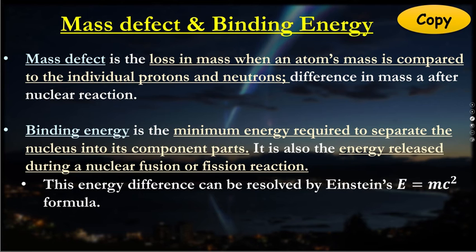What we mean by mass defect is the loss in mass when the nucleus of the atom's mass is compared to the individual protons and neutrons inside of it, or we just mean a difference in mass after a nuclear reaction. The energy that's released is known as its binding energy, but it also refers to the minimum amount of energy to hold the nucleus together. When you break the nucleus apart, that breakage will release binding energy. When you fuse them together, some of that binding energy that's not used up in holding everything together is released. All of this can be calculated using E equals mc squared.